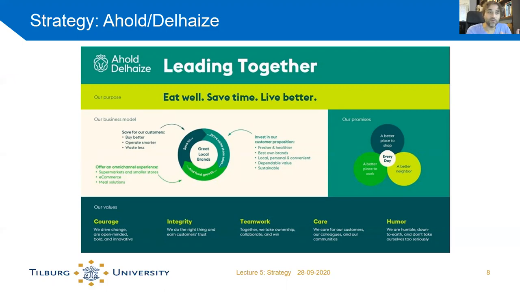And they translated that into a promise for customers. So what are our strategic goals? A better place to shop, better place to work, better neighbor. Well, it's not really a strategic objective yet, but it is, I think, still part of their mission. They translated that into values for their internal organization: courage, integrity, teamwork, care, humor. Although those do not relate one-on-one to their mission and vision, they translate that into internal policies, which I think is also quite interesting, and I'll tell more about that next week when we talk about culture.